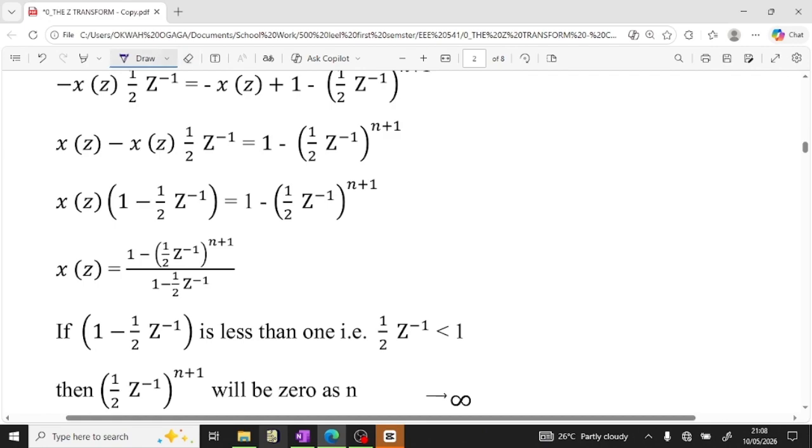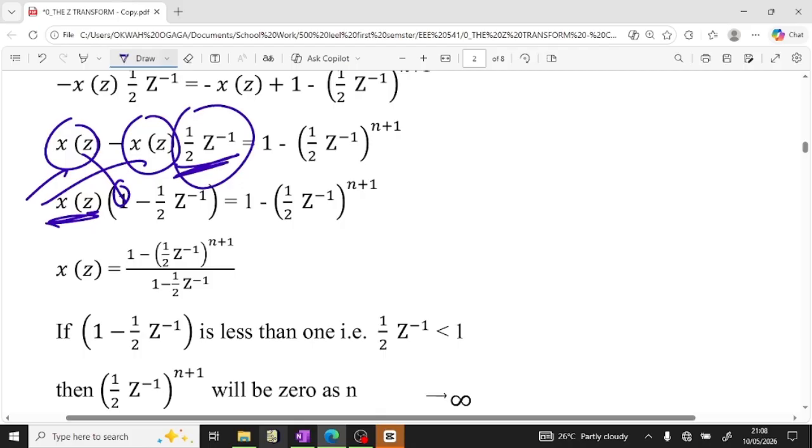Meaning, when you factor out x of z, what will be left is just 1. X of z is now outside. Of course, also factor out x of z from here. This guy will be what? Left. So that's why we now have 1 minus these other guys here. Let me erase that. Okay?